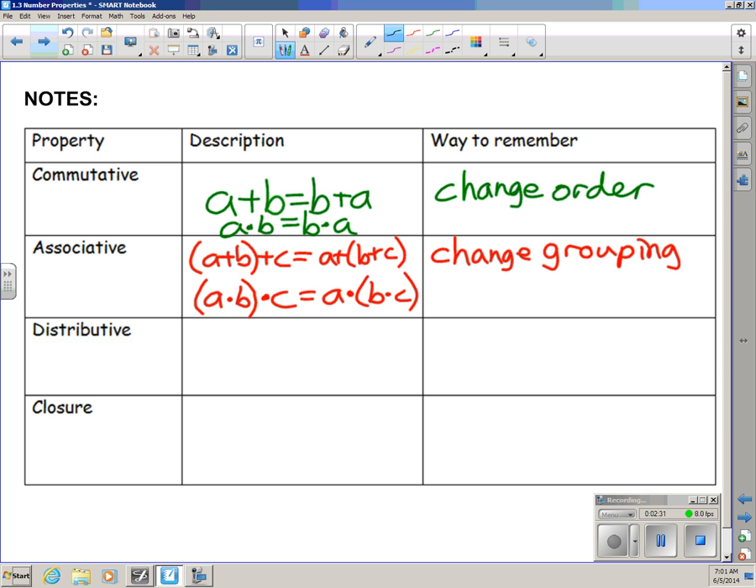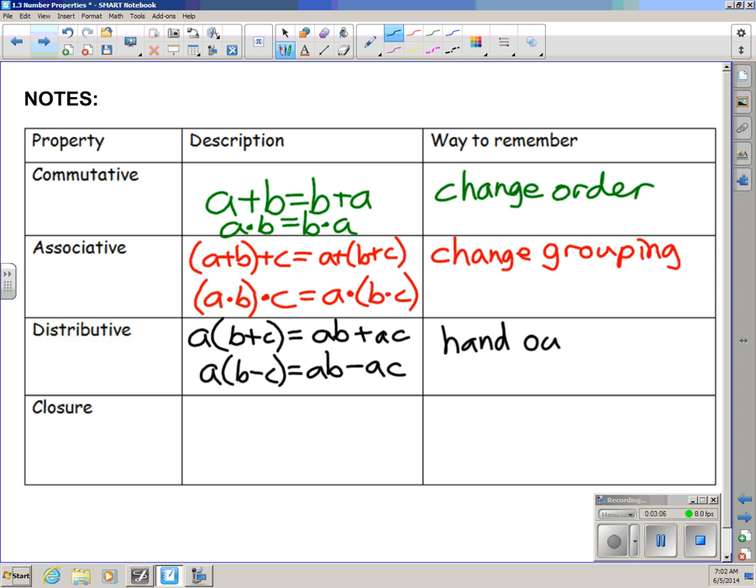You have the distributive property. The distributive property works over addition and subtraction. So if you have A times the quantity B plus C, that is equivalent to A times B plus A times C. Or A times the quantity B minus C equals A times B minus A times C. So you distribute the numbers, you kind of pass out and hand out the numbers. So a way to remember is you hand out numbers.